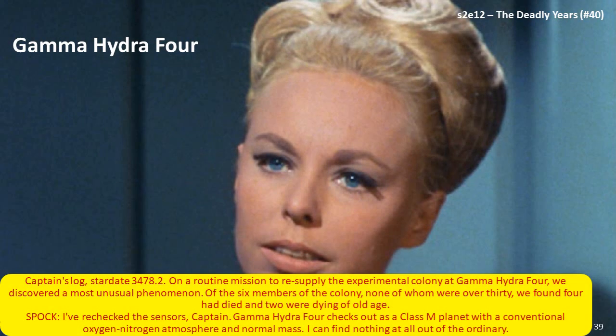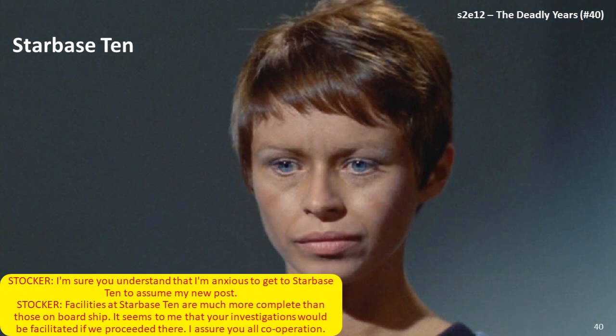We know that if you travel to Starbase 10, you'll go through the Romulan neutral zone. Gamma Hydra 4 and Starbase 10 must be very close to the neutral zone, with a bit of the neutral zone sticking out in between them to allow for this to occur. In this episode, we get the mention of Starbase 10.